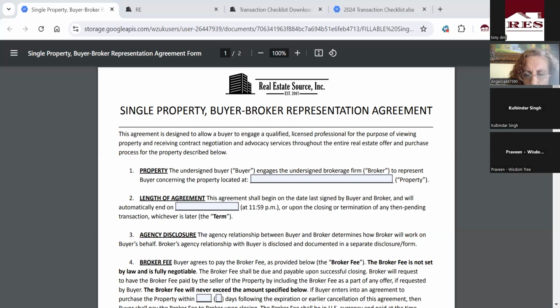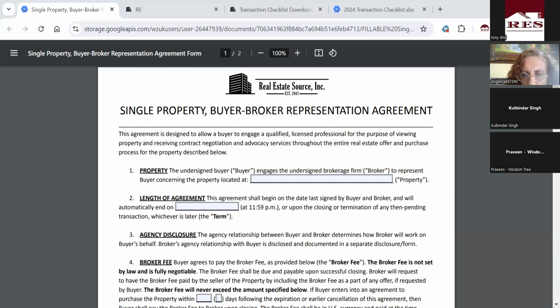There's a question: what happens if the agreement expires? If an agreement is expired and nothing has happened, no transaction, and the client still wants to continue to work with you, you're going to have to re-sign another 90-day contract with them to show properties with them again and be your client.